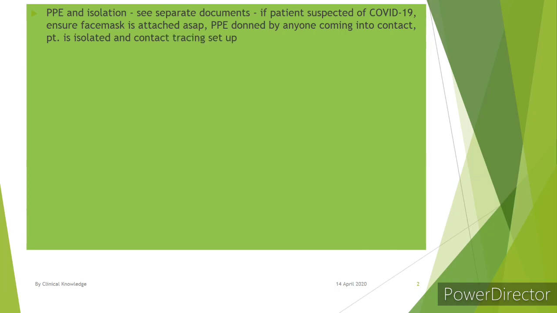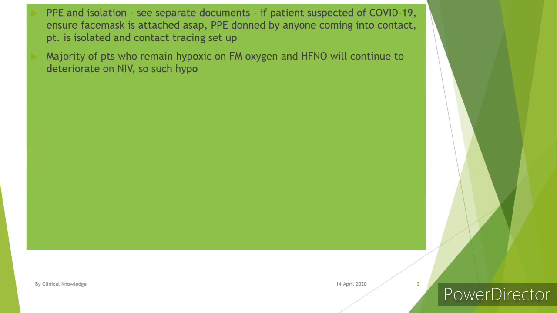The majority of patients who remain hypoxic on FM oxygen and HFNO will continue to deteriorate on NIV. So such hypoxemia necessitates early intubation for both patient and environmental safety. Cut-off FiO2 is 0.6 on HFNO.